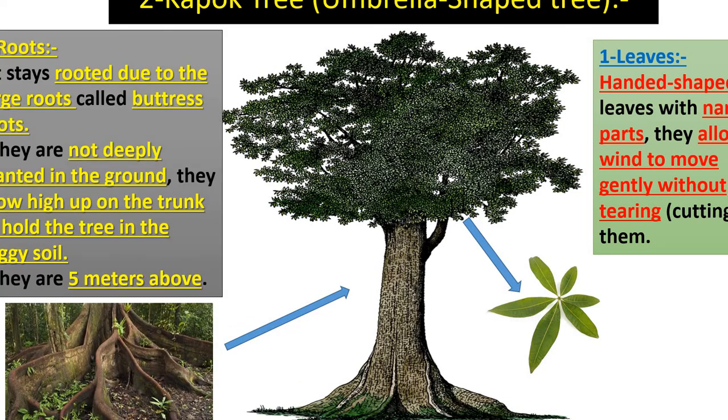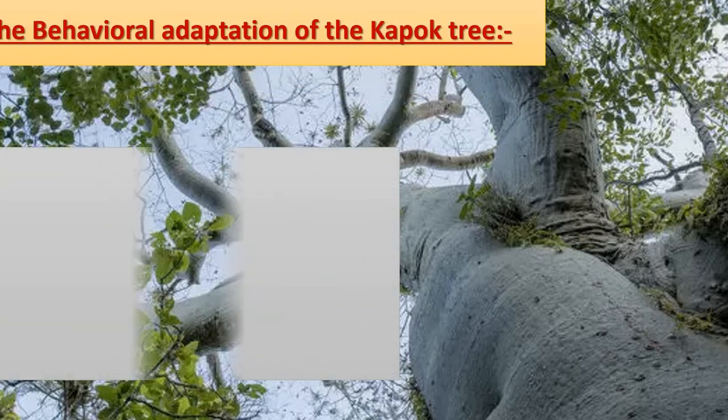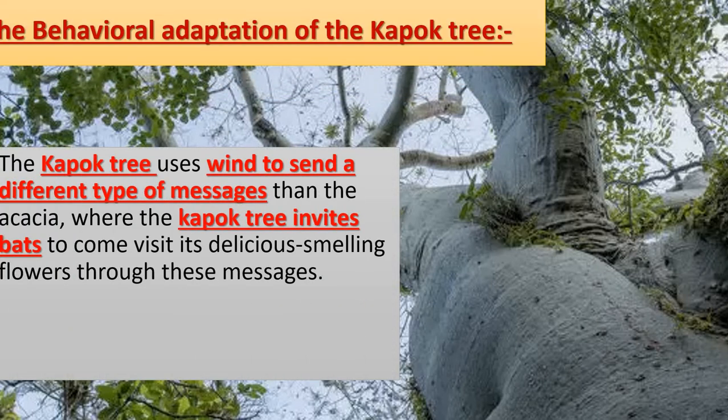Then we have the roots. The tree stays up due to the large roots called buttress roots. They're not deeply planted in the ground because they have soggy and muddy soil. Okay, so it emerges above the tree, about 5 meters above. The behavioral adaptation: the kabuk tree uses the wind to send different messages, where the kabuk tree invites bats to come and visit its delicious smelling flowers.